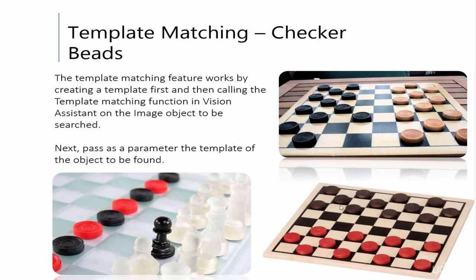Here is another example, which is the checker beads. The template matching feature works by creating a template first and then calling the template matching function, which can be found in Vision Assistant, on the image object to be searched. Then we pass a parameter of the template of the object to be found. In another app that we will be building, we'll use template matching to find how many beads there are, how many black beads, how many white pieces, or red and black. Or we can use it for chess pieces as well.